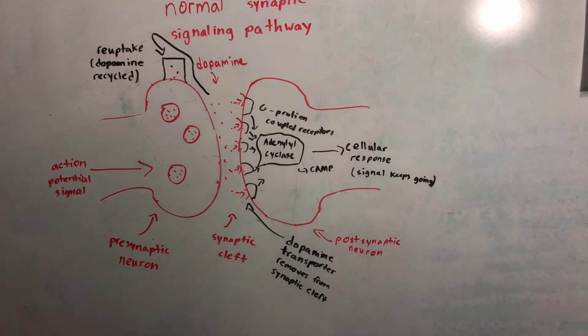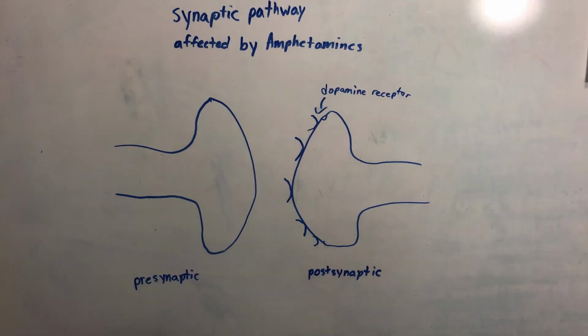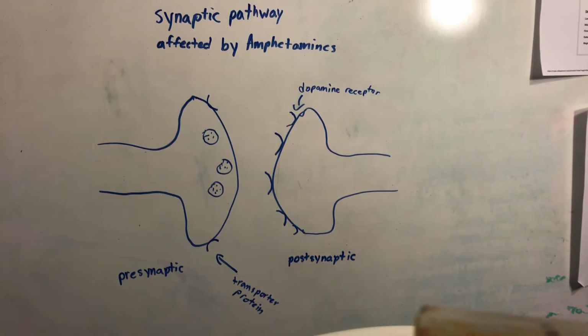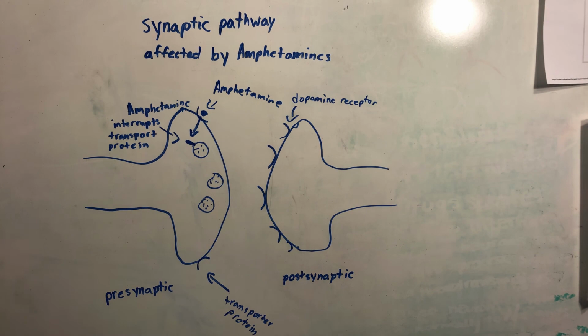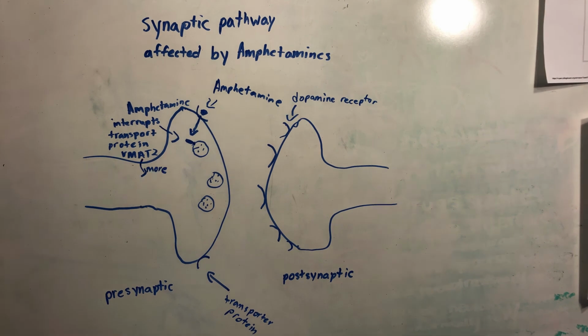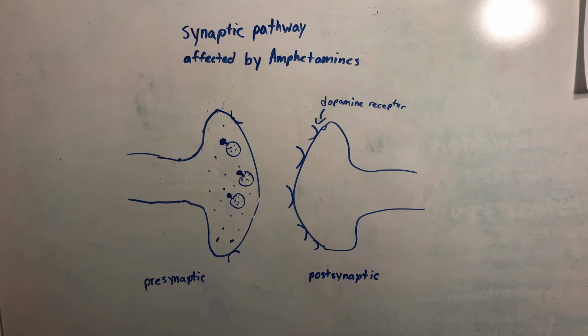So, here's an example of a synaptic pathway affected by amphetamines. It starts off the same with dopamine in the vesicles, but amphetamine gets into the neuron through a transport protein, which then interrupts protein VMAT2, which carries dopamine. This causes more dopamine to be free in the neuron, which moves into the synaptic cleft.